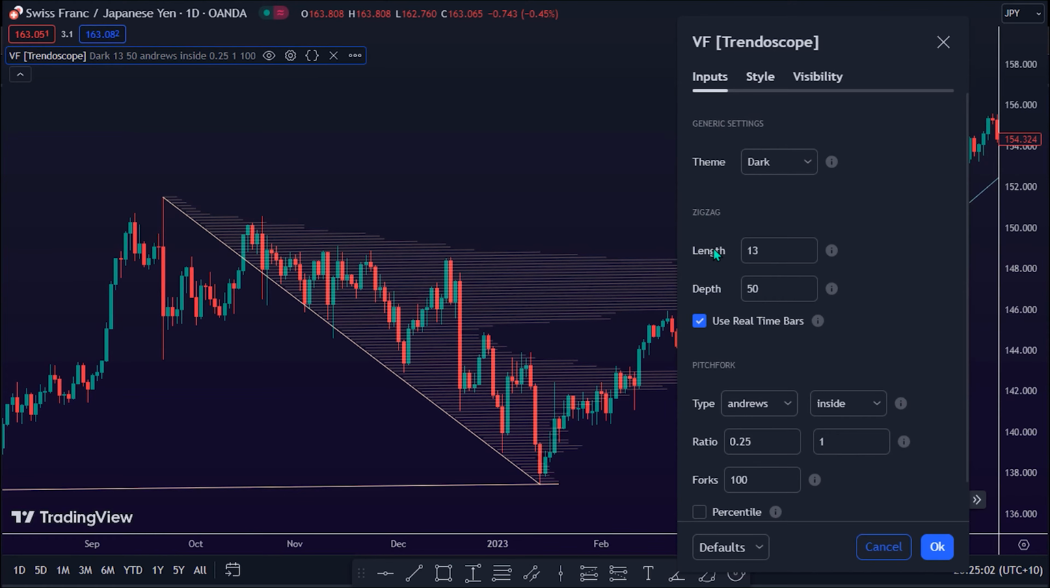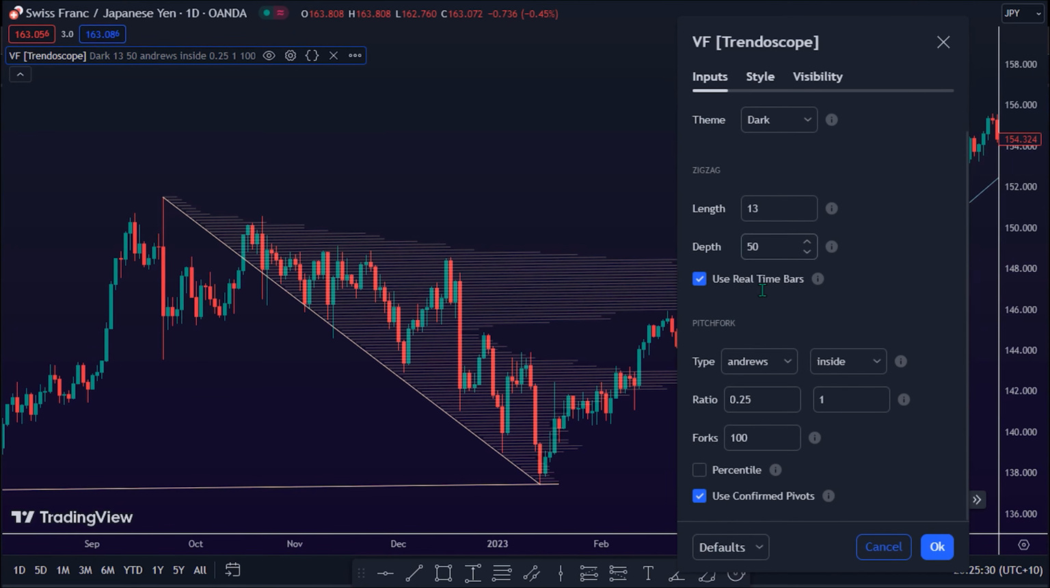There is the zigzag section setting. Under the zigzag setting, there is the length and depth. The zigzag length for level 0 zigzag is 13 by default. Zigzag depth refers to the max number of pivots to show on the chart, and by default it's 50. Traders can check or uncheck the Use Real-Time Bars option. If enabled, this will use real-time bars for calculation. Otherwise, only confirmed bars are used.